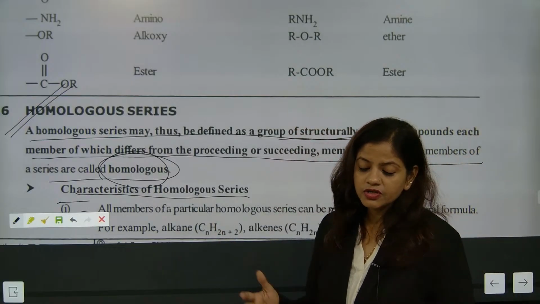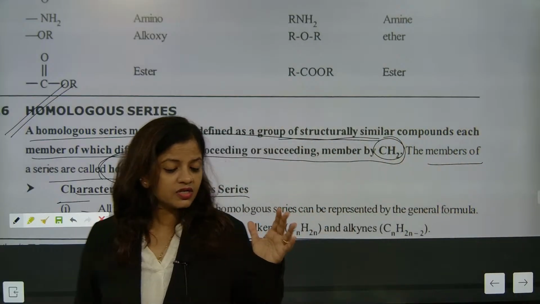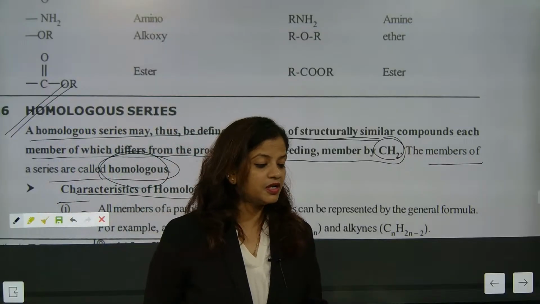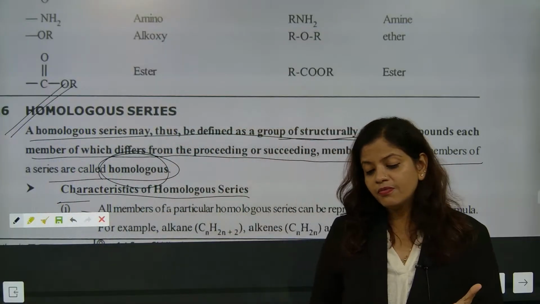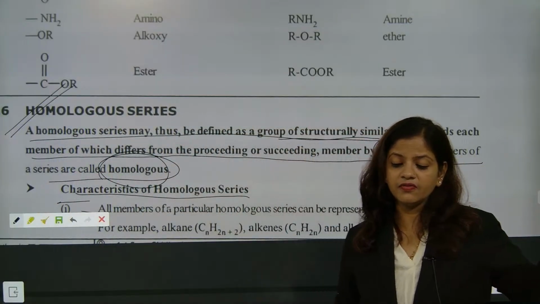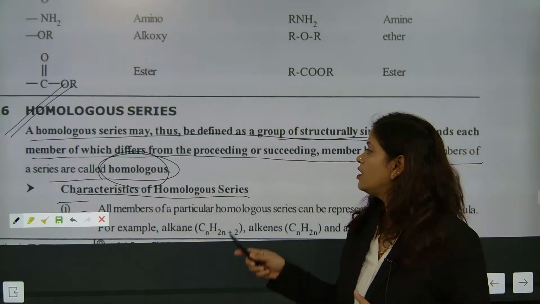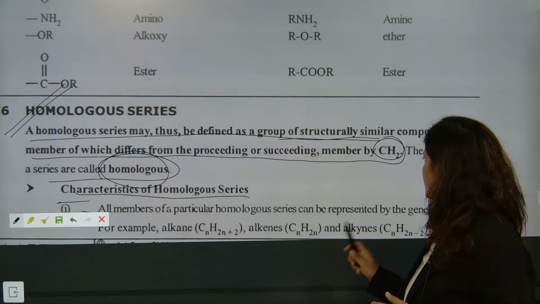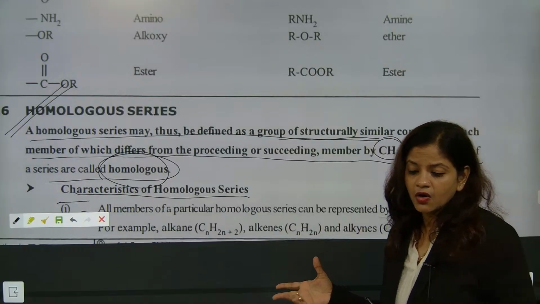I hope you have understood me. They will be structurally similar, and they will differ by CH2 from the preceding one. Can we check one by one how we are exactly going to write about homologous series?